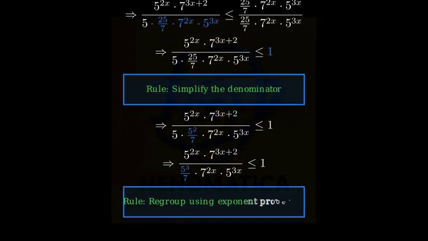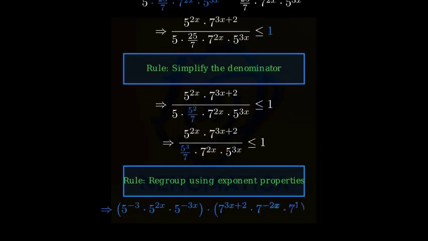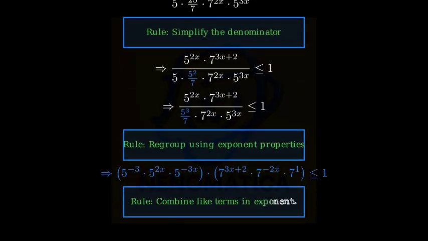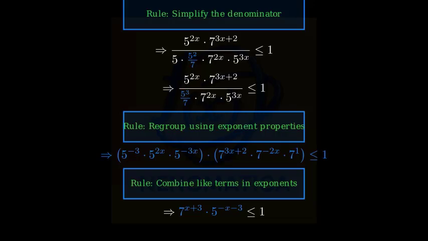Now, we can reorganize our fraction. We'll split up the terms in the numerator and denominator to simplify using laws of exponents. Using the laws of exponents, we combine the powers. For the base 5, we get 5 to the negative 3 plus 2x minus 3x, which is 5 to the negative 3 plus negative x, or 5 to the negative x minus 3.